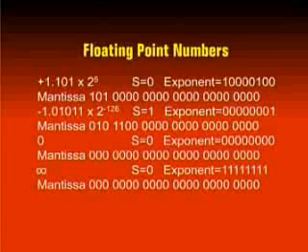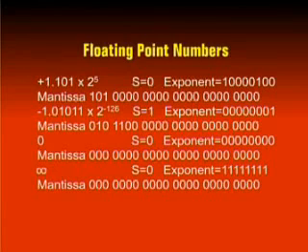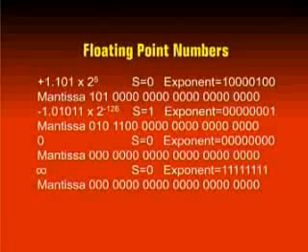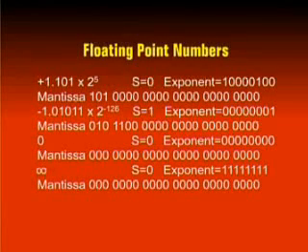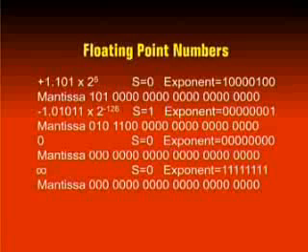Consider the second example. The number is minus 1.01011 into 2 power minus 126. What is the sign bit? The sign bit is 1 because the number is negative. What is the exponent value? Well, the exponent is negative 126. Since we are using biased 127 number system, you add the number 127 to minus 126. The result is 1. So the exponent field has the value 1.